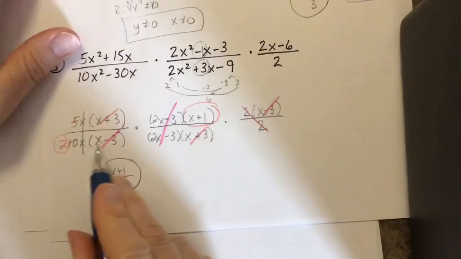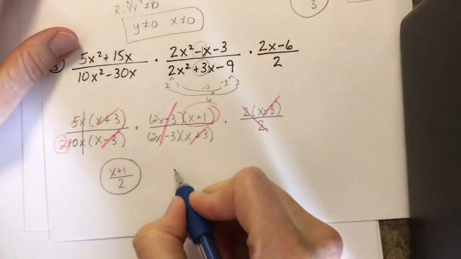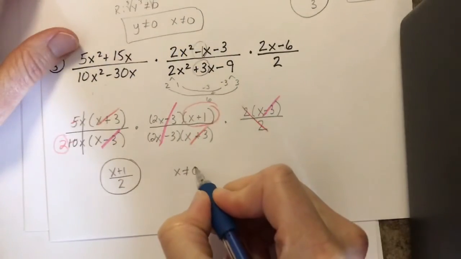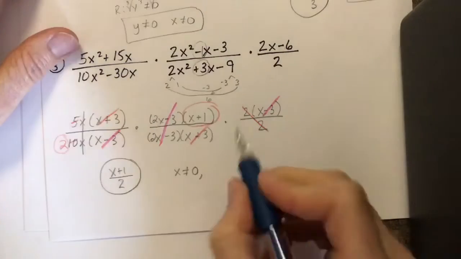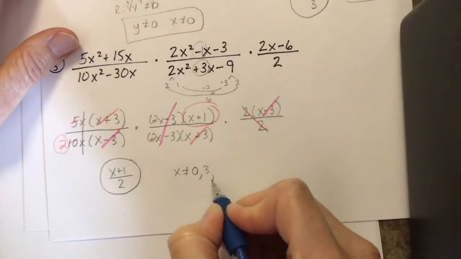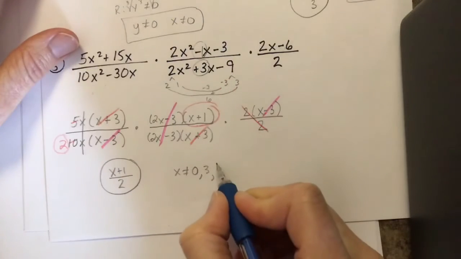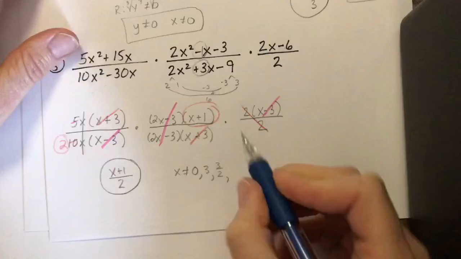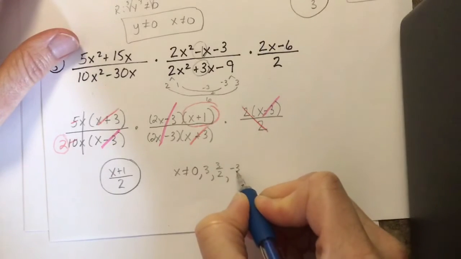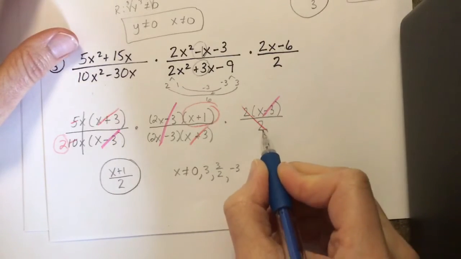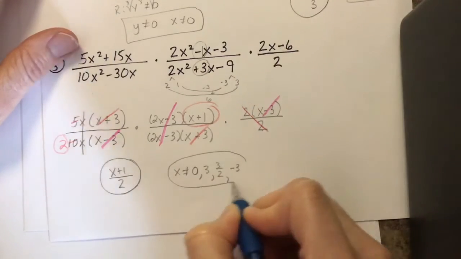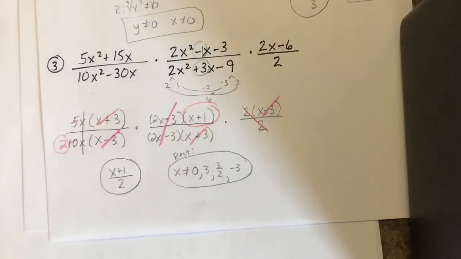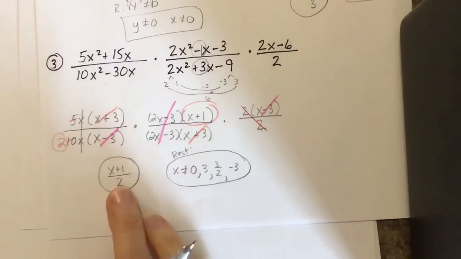Now, if I were to go through all the restrictions on this, x cannot be 0 from 10x, positive 3 from x minus 3, 3/2 from 2x minus 3, and negative 3 from x plus 3. The 2 doesn't give me a restriction because it doesn't have a variable. These are all the restrictions. Whew. This is the most important part, though, simplifying.